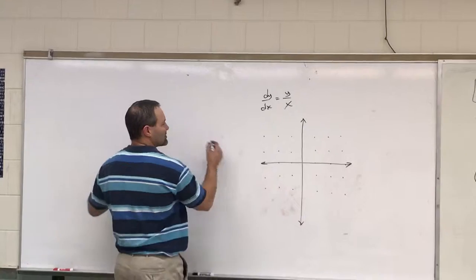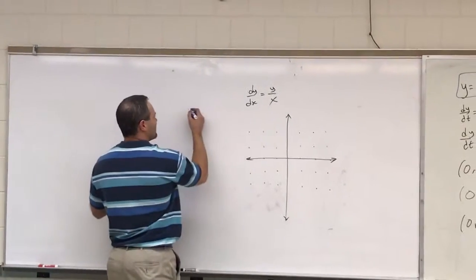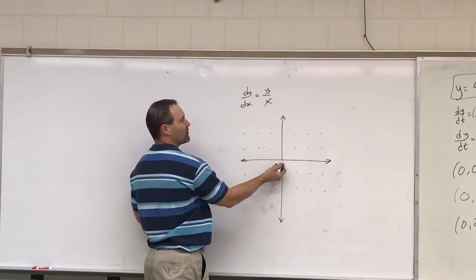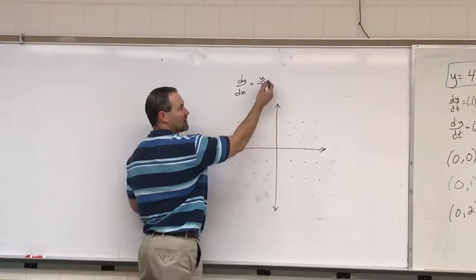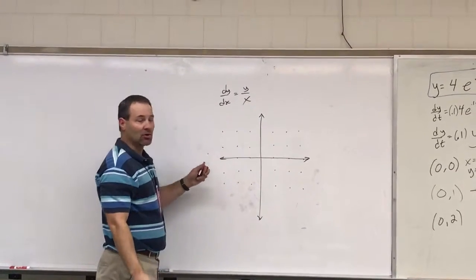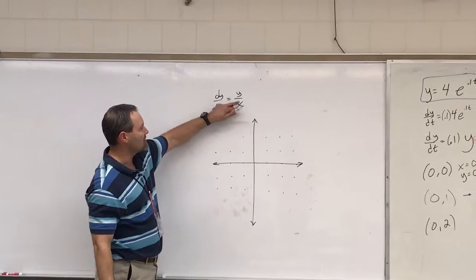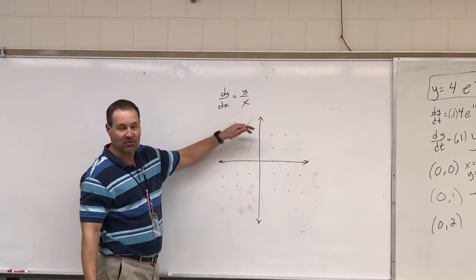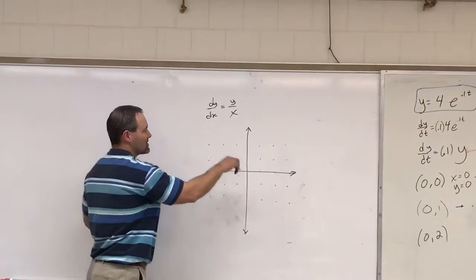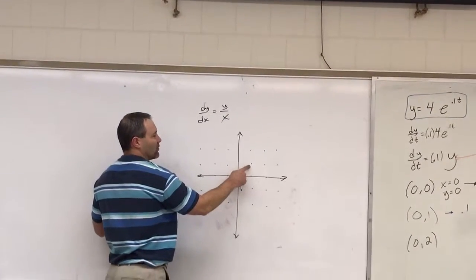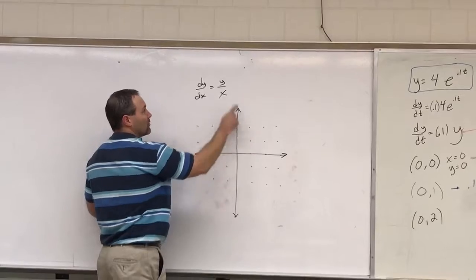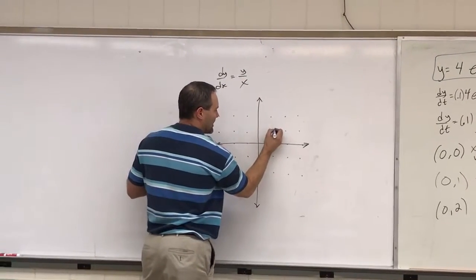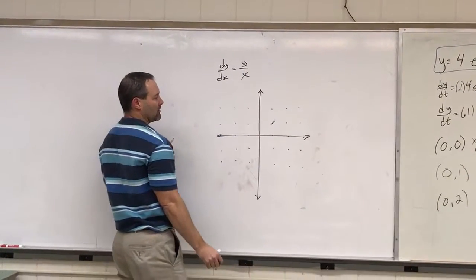So if we're going to create this slope field, you pick ordered pairs. So let's start at 0, 0. If I plug in 0 for x, 0 for y, we get indeterminate. So when x is 0, the world blows up. So we can't really draw anything at x equals 0. So let's focus on 1, 1. What do I get for a slope? 1 over 1 is 1, so that has a slope of 1.